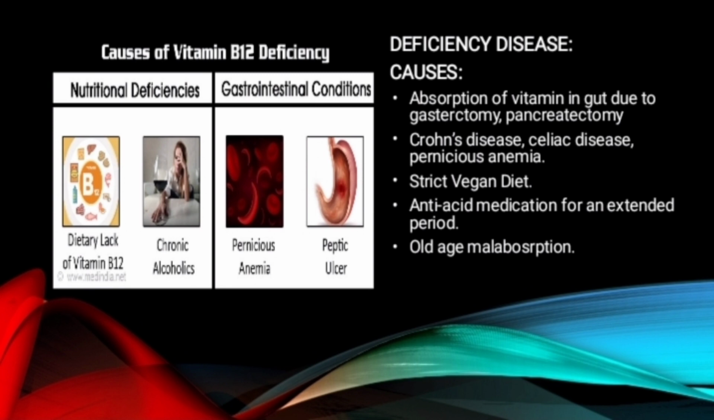So, because of the defect in conversion of homocysteine to methionine, hyperhomocysteinemia results, which appears to be a risk factor for arterial thrombosis. Another problem that can arise due to B12 deficiency is the accumulation of methylmalonic acid and its precursor, that is propionyl CoA, in the body.